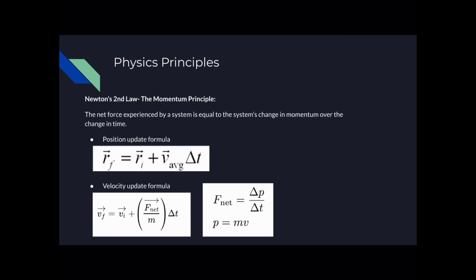As for the physics principles used within this lab, we use Newton's second law, which is the momentum principle. This states that the net force experienced by a system is equal to the system's change in momentum over the change in time. From this, we derive the position update formula as well as the velocity update formula, which are both used within the GlowScript code.